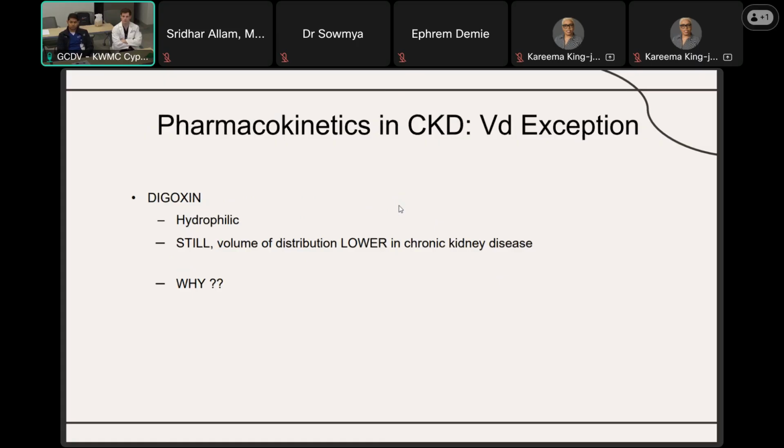Now, whenever there is a rule, there is an exception. So the exception to this is digoxin. Digoxin is actually a hydrophilic molecule, which means it loves water. It distributes in the total body water of the body. Still, the volume of distribution of digoxin is lower in kidney disease, even with the hypervolemic state. And why is that?